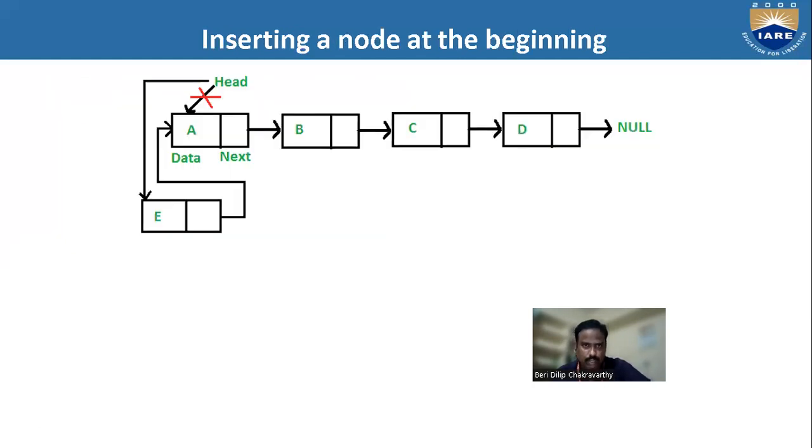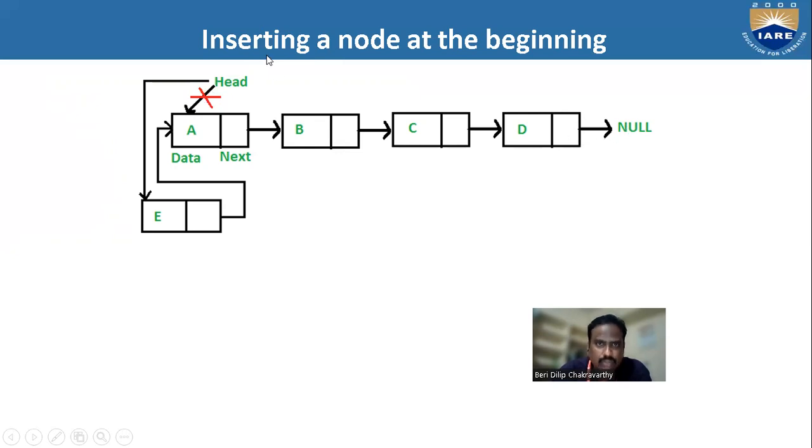Observe here, inserting a node at the beginning. We have A, B, C, D. Already a list is there. Before inserting, head is pointing to A. Here I am storing the address of B, here the address of C, here the address of D. Here nothing is there, that's why I am placing null. That is the end of the list.